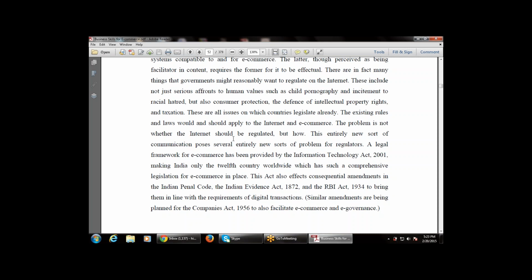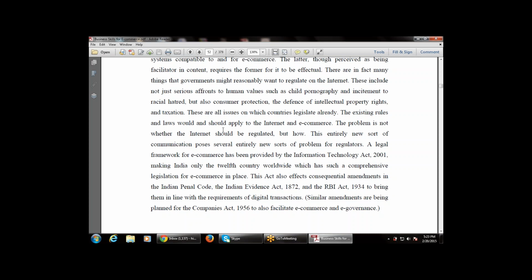A legal framework for e-commerce has been provided by the IT Act, that is the Information Technology Act. So this is the legal framework provided for e-commerce, that is, by information technology.